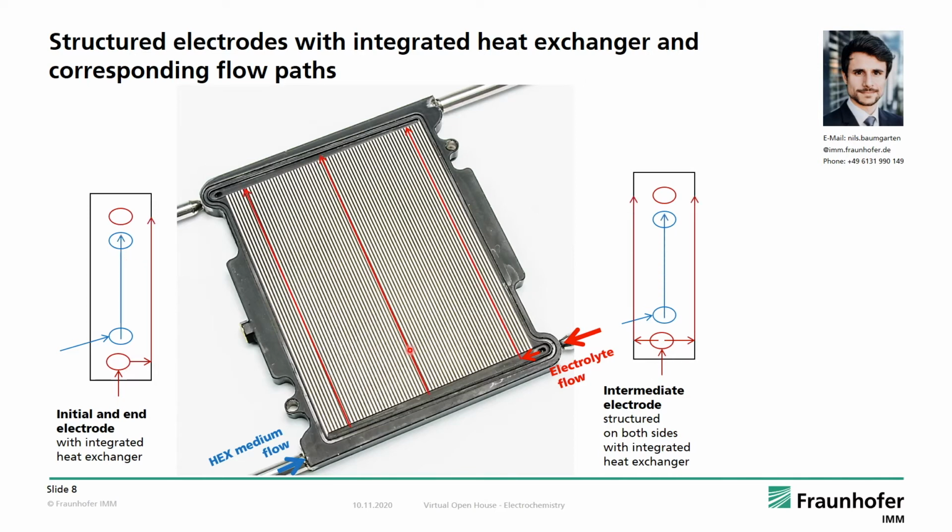After that the electrolyte flows through the microchannel, and at the same time the heat exchange medium goes through the heat exchange channel which is inside the electrode, so meaning we have this heat exchange medium flowing here. Then there is a collection of the electrolyte in this collection channel, and then it leaves the electrochemical cell at this point here.